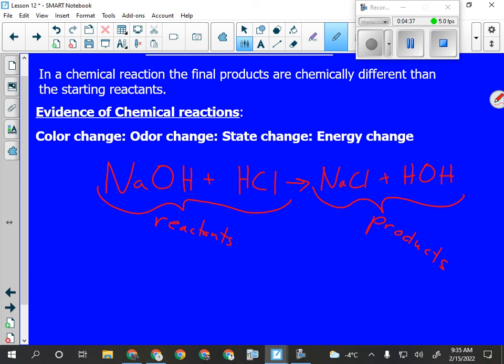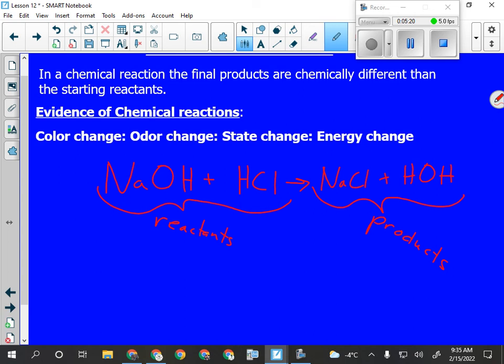I started out with sodium hydroxide, which is a strong base, and hydrogen chloride, which is a strong acid, and my products are salt and water. So I go from highly basic and highly acidic to neutral. I have very different chemical and physical properties on the product side than I had on the reactant side, but I still have the same elements. So in that way, we're kind of obeying both things. In a chemical reaction, the final products are chemically different, but we didn't make any new atoms. We just rearranged the atoms that we had. Does everyone kind of follow the logic of that?